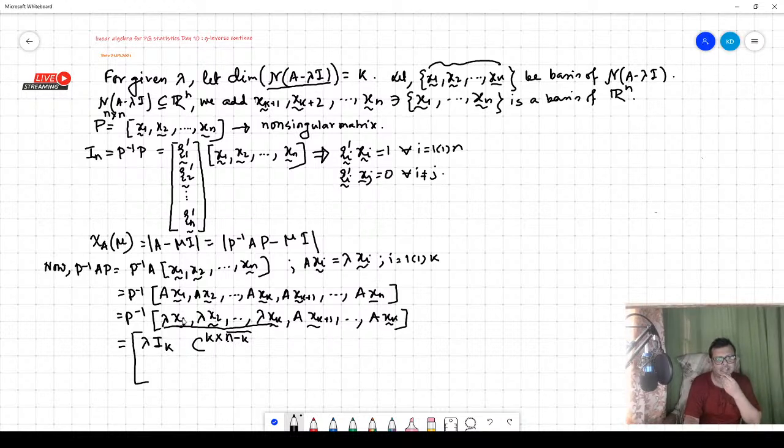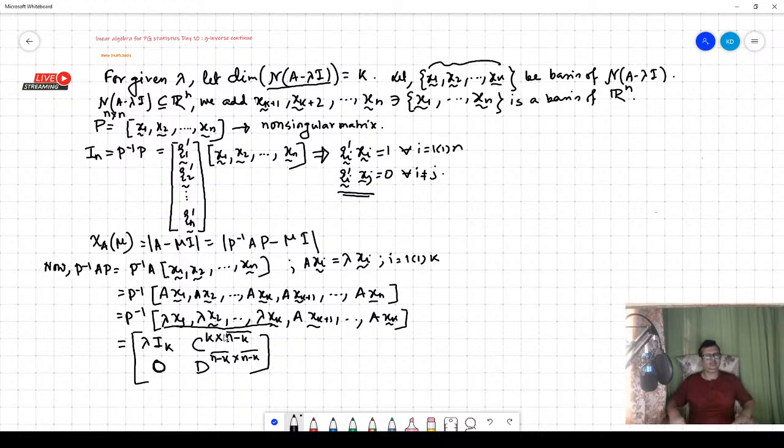And since xi_i prime xi_j is 0, for xi k+1 to xi n this portion should be 0, and I denote the remaining portion by D, of order n minus k cross n minus k. So do you agree?